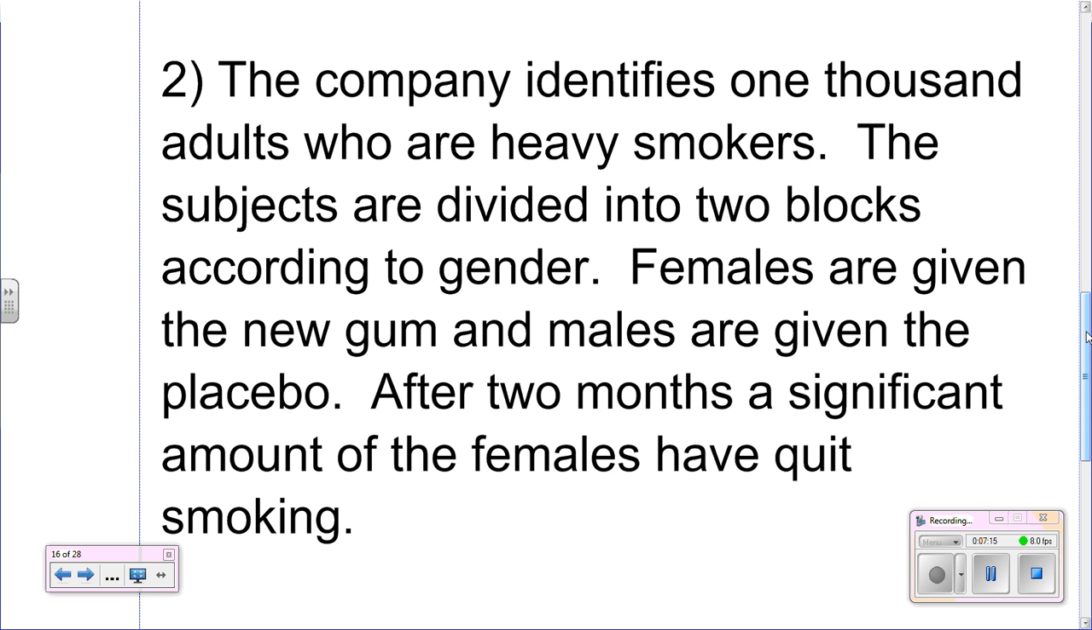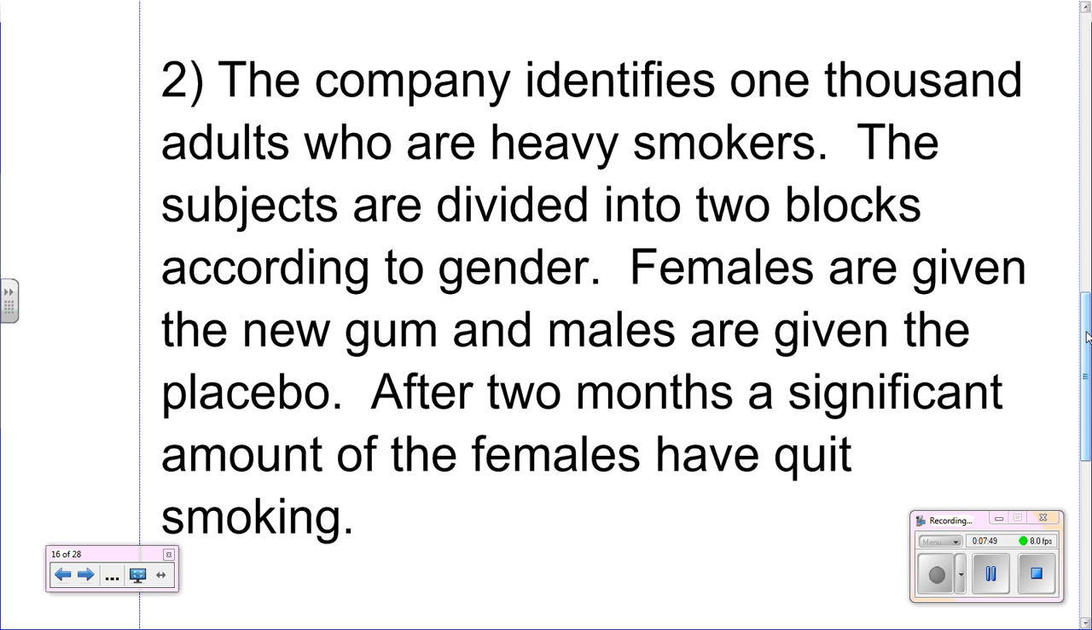Okay, so this kind of seems like we're doing a sample based off of a matched pair design or something like that. However, all the females are given the new gum. All the males are given the placebo. So, after 2 months, a significant amount of the females have quit smoking. This would be a great plan if we were trying to figure out how it affects female smokers. However, we do not know how this drug would affect male smokers at this time, because we did not give the drug to male smokers.